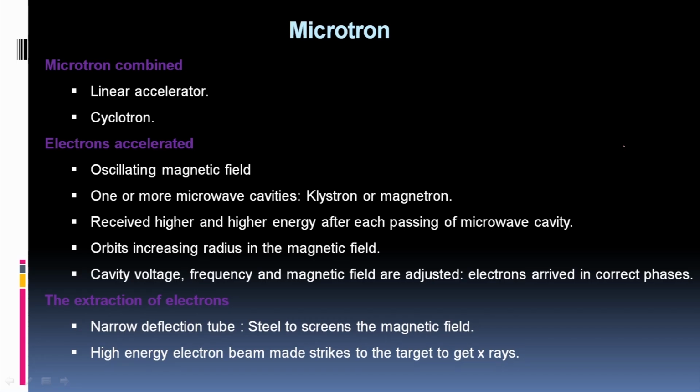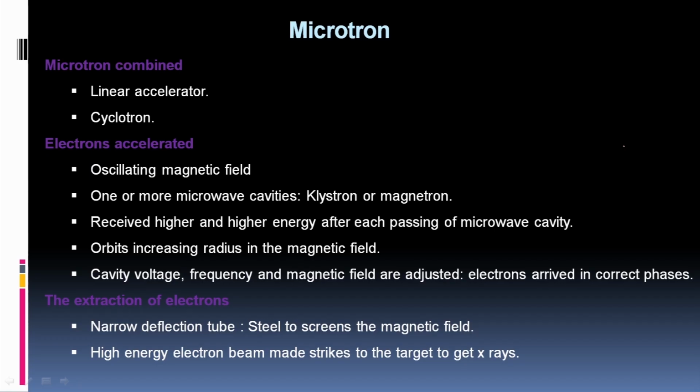In the last class, while discussing the linear accelerator, we discussed the klystron and magnetron. They are microwave cavities; you know that magnetron is a microwave generator and klystron is a microwave amplifier. So in microtron, one or more microwave cavities are used. These electrons receive higher and higher energy after each passing of the microwave cavity. We will discuss the schematic diagram later.